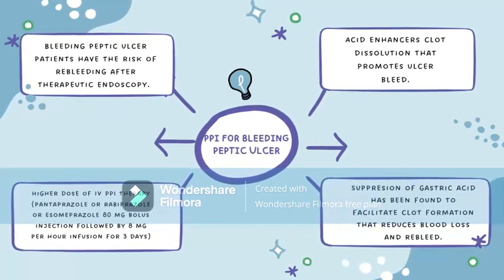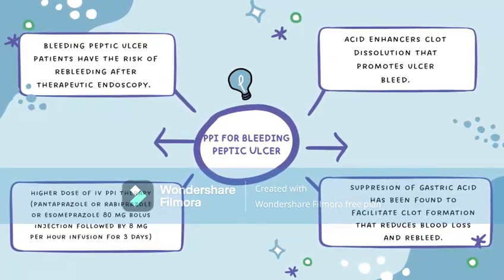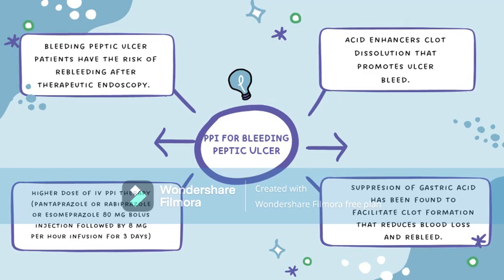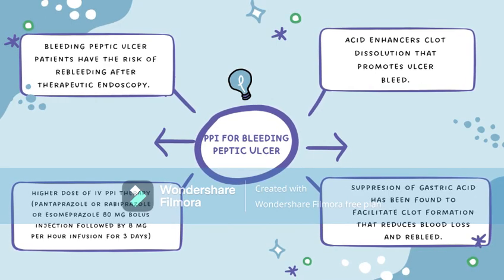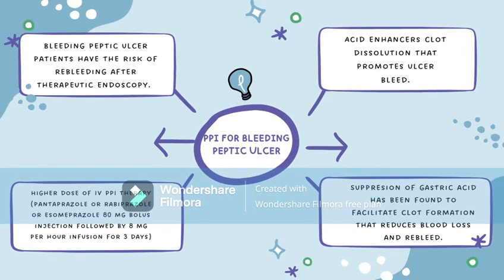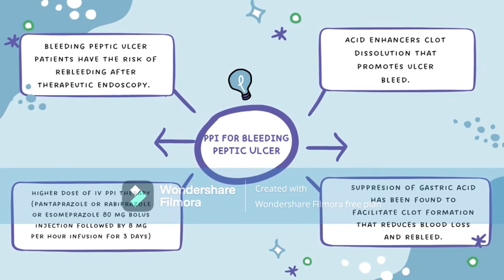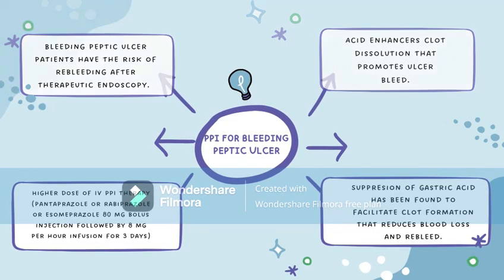PPI for bleeding peptic ulcer. Acid enhances clot dissolution, which promotes ulcer bleeding. Bleeding peptic ulcer patients have the risk of rebleeding after therapeutic endoscopy. Higher dose IV PPI therapy, pantoprazole or rabeprazole or esomeprazole, 80 mg bolus injection followed by 8 mg per hour infusion for 3 days. Suppression of gastric acid has been found to facilitate clot formation, which reduces blood loss and rebleeding.